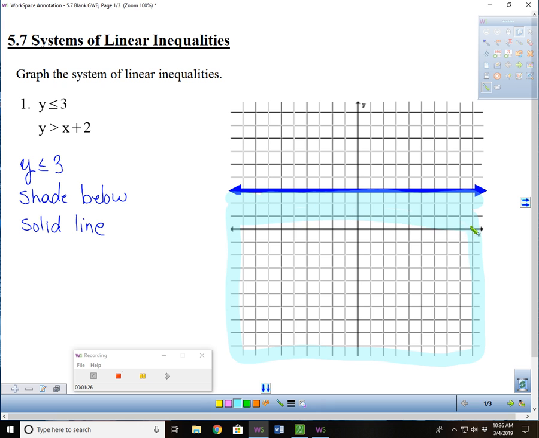And you want to make sure that you shade lightly because you're going to be looking for an overlap. So if you shade really dark, it might be hard for me to tell what your overlap is.